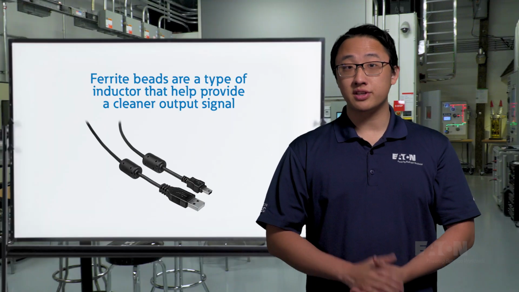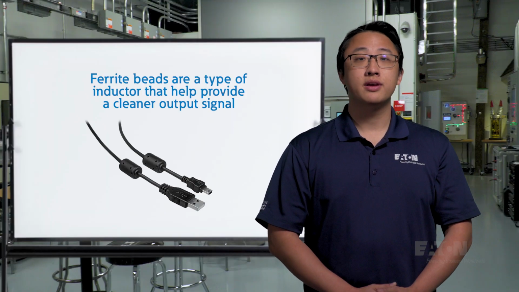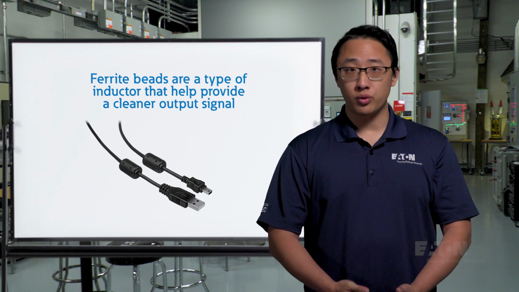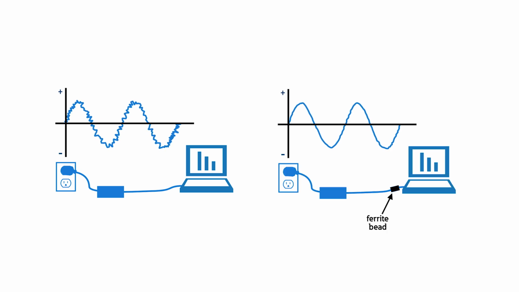You may have seen these things before at the end of power cords. They're called ferrite beads and are a type of inductor. As we pass a current through, the high frequency component, or noise, will see a very high impedance and thus be restricted from flowing, leaving a cleaner output signal with only lower frequencies.